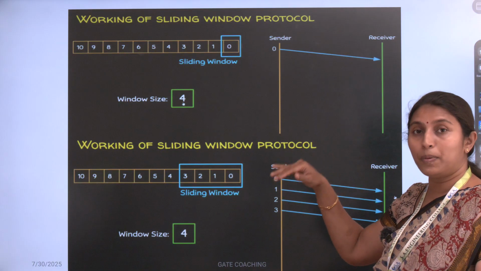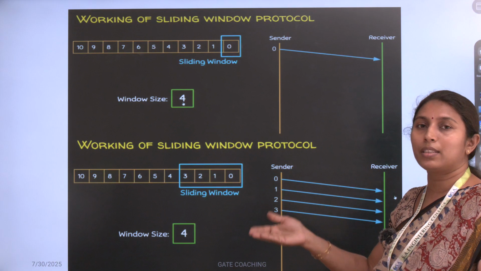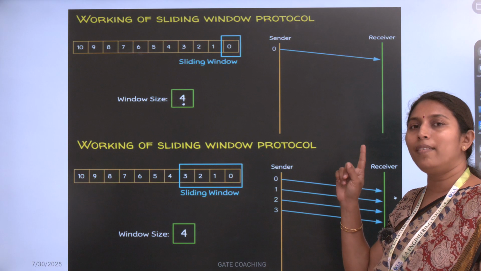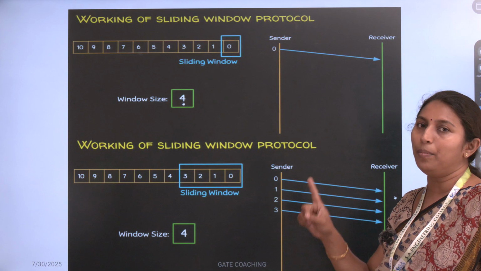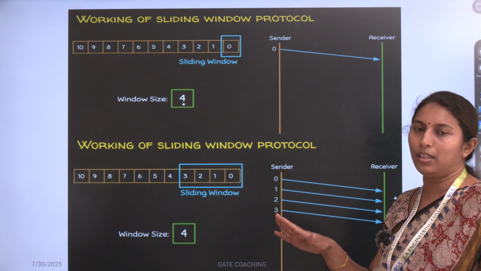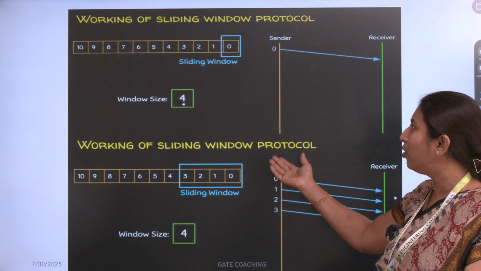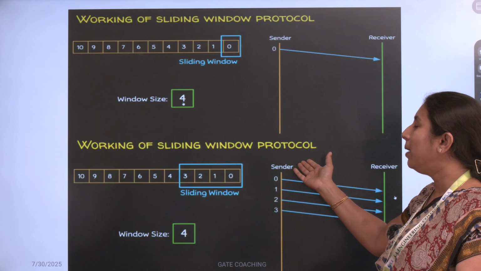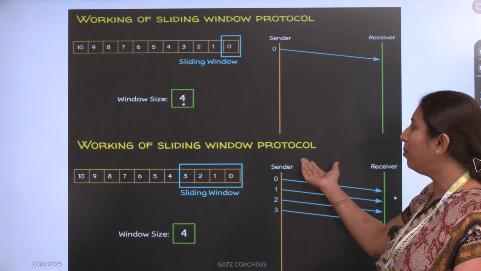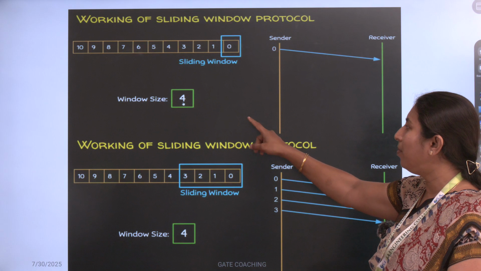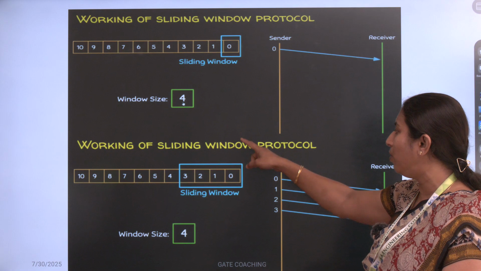Before this sliding window, we were discussing stop and wait ARQ. In that protocol, we send only 1 frame, so the bandwidth utilization is very low. To improve that, we go for the sliding window protocol. Here, based upon the window size, we send multiple frames at a time. So we can send 4 frames at a time. That's the window size given over here.